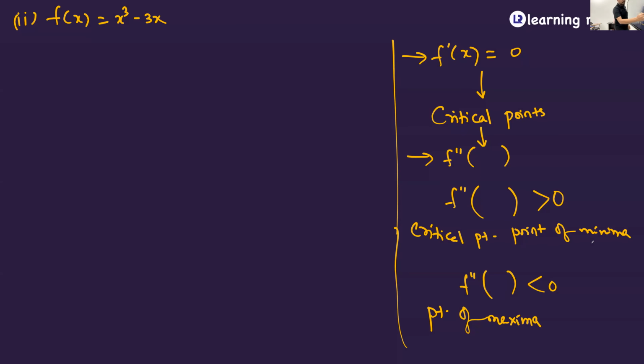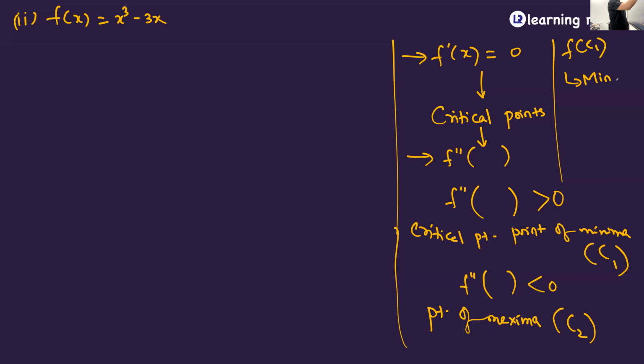So let's say that the critical point here is C1, and let's say here the critical point is C2. Then what will f of C1 be? See, C1 is a point of minima. Then what is f of C1? It is minimum value. Are you able to understand the terms? And f of C2 will be maximum value.